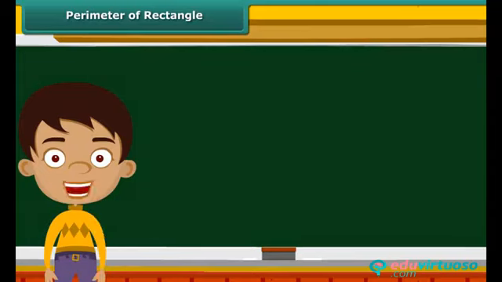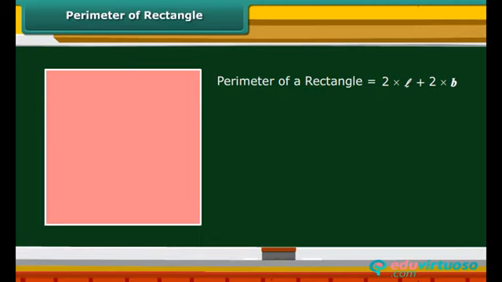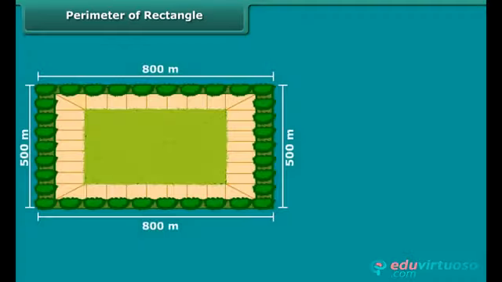Let us now calculate the perimeter of a rectangle. Rectangle is a 4-sided geometric figure whose opposite sides are equal. Therefore, the perimeter of a rectangle is twice its length plus twice its breadth. We can rearrange a little and say that the perimeter of a rectangle is twice the sum of its length and breadth. We wish to plant flowers on all sides of a rectangular patch of land whose length is 800 meters and breadth is 500 meters. Calculate the total distance to be covered by flowers.